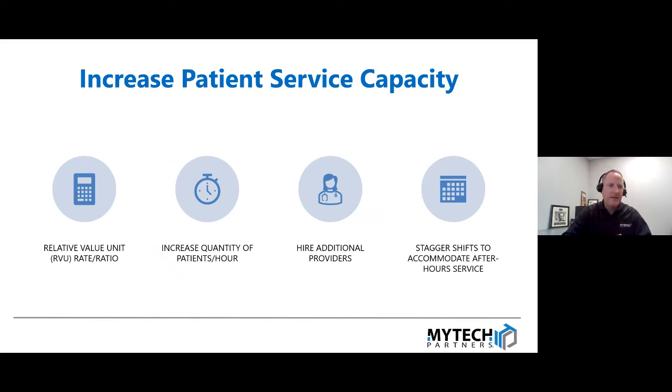Again, I'm not trying to tell anybody listening from a medical perspective how to run your organization, but here's some of the feedback we received from talking to a few of our medical clients. Often one of the metrics used in one of the practices we discussed is the relative value unit, or the RVU rate or ratio. It's a combination of the revenue and the services provided and the cost to deliver those services.